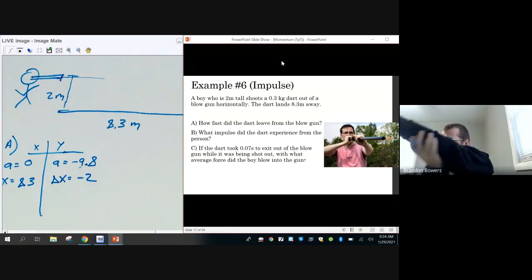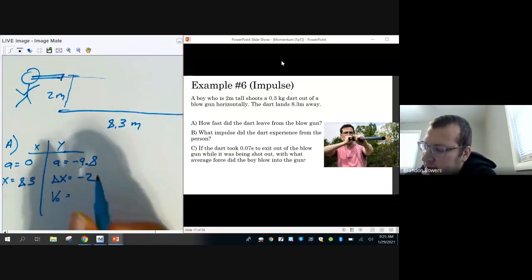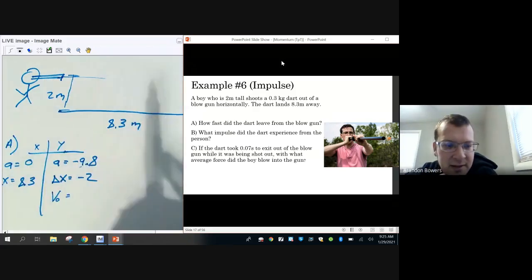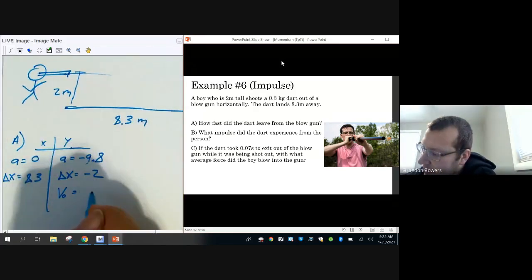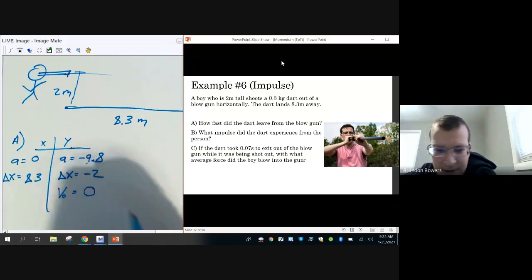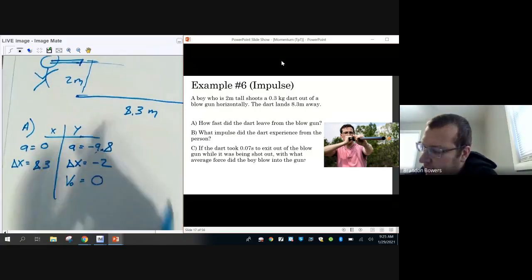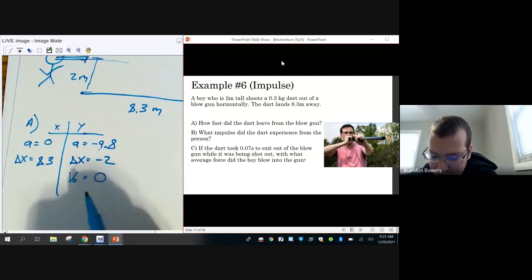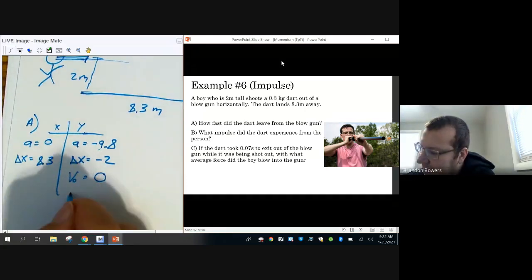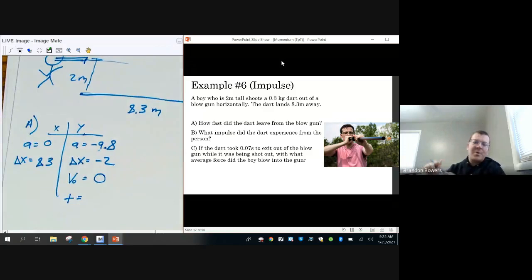Let's see, what else do I know? What's my initial velocity in the y direction? If I'm shooting it horizontally, my initial velocity is 0. So knowing these three factors, we should be able to solve for time. Oh, that's a blast from the past. So what equation on your equation sheet do you think we're going to use to solve for time?